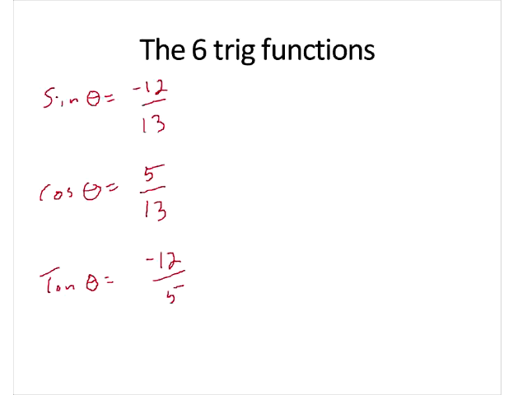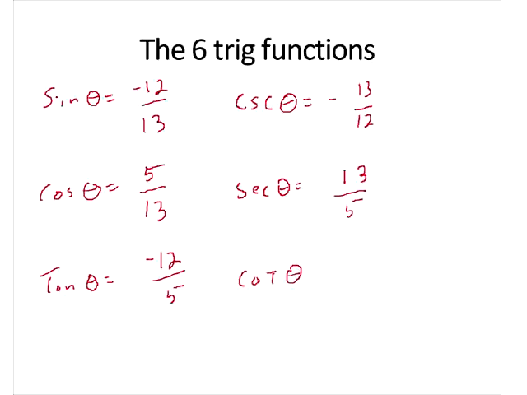Going back to our list, looking back at our list, the cosecant theta should be r over y, so we'll make that a negative 13 over 12. Secant theta, the r over x, that's 13 over 5. And cotangent theta will be negative 5 over 12. There we go, there's all 6 trig functions.